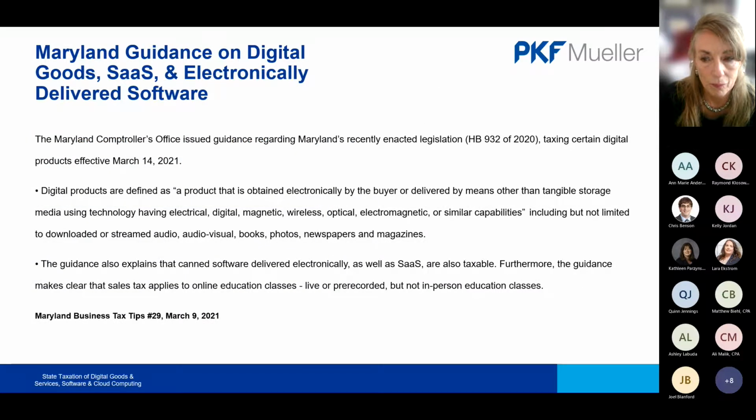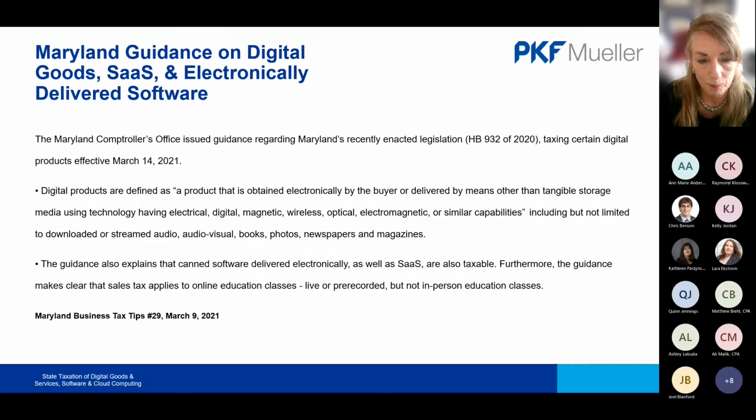So now we're going to look at Maryland. Guidance on digital goods, software as a service, and electronically delivered software. Maryland issued guidance regarding the recently enacted legislation taxing certain digital products. They define digital products as a product that was obtained electronically by a buyer or delivered by means other than a tangible storage media using technology having electrical, digital, magnetic, wireless, optical, electromagnetic, or similar capabilities.